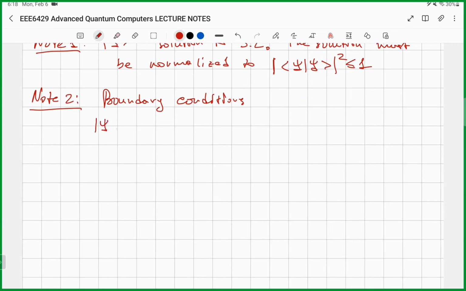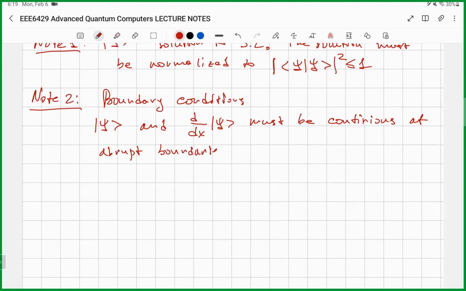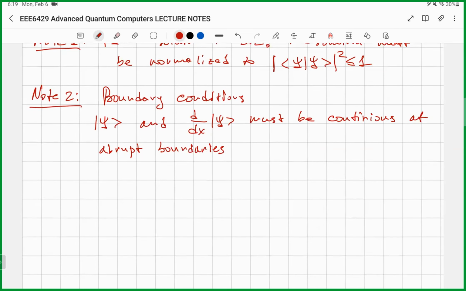dictate that both psi and the first derivative of psi by x, I mean by coordinate, must be continuous at abrupt boundaries. Must be continuous at abrupt boundaries.